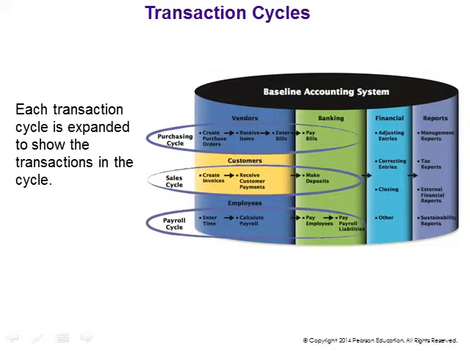And you'll recall that this diagram or this figure illustrates for us the baseline accounting systems and how each of these functional areas that relate to vendors, customers, or employees, and then banking, financial, and reporting all relate to the accounting system. And so this just simply illustrates that if we expand each of the cycles to show its integration with these different areas within the baseline accounting system.